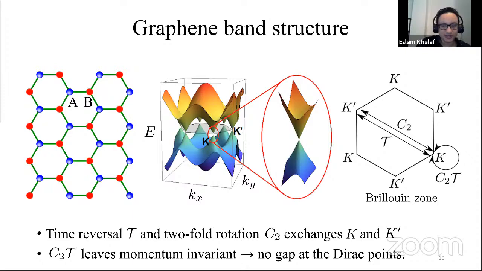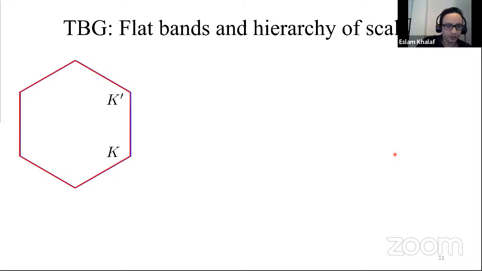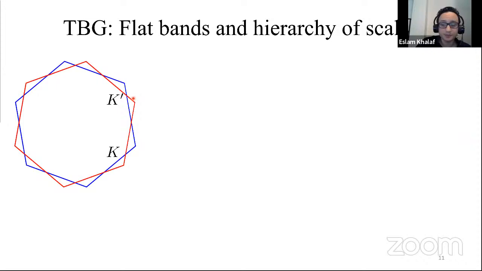So now let's see what happens when we put two of these on top of each other. Here I'm just showing two layers in momentum space. The Dirac points at K and K prime sit right on top of each other, and then I start twisting. And when I do this, these two Dirac points start getting displaced relative to each other. And at small angles, this actually leads to the appearance of a much smaller Brillouin zone, usually called the mini Brillouin zone or moiré Brillouin zone.